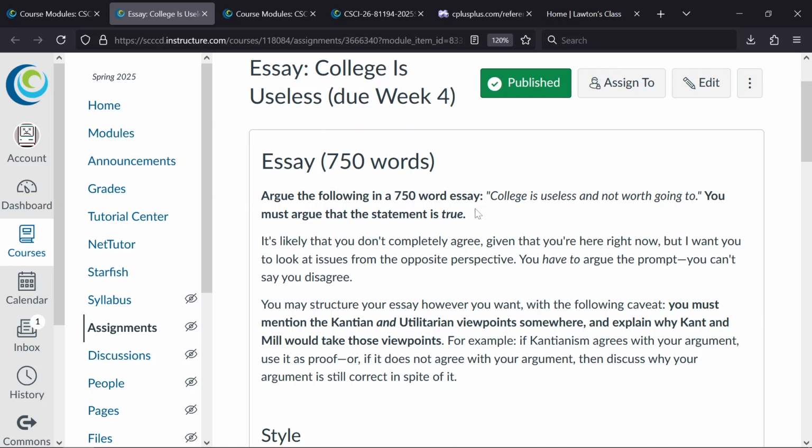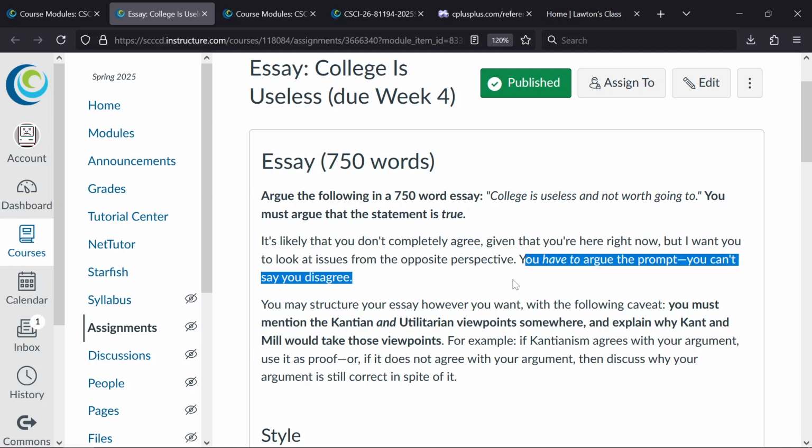You must argue in an essay that college is absolutely useless and not at all worth going to. Why are you here right now? All right? That is what you must argue in the essay. You have to argue that it's true. You probably don't agree since you're sitting in your chair right now, but here I am forcing you to think about it in the opposite way, potentially. All right, so I'm forcing you to pick this side, that college is useless, not at all worth going to.